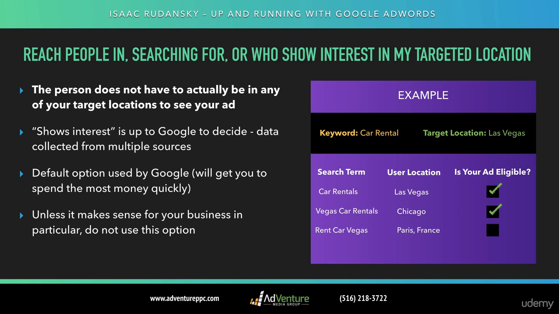Say another search term, rent cars Vegas, and they're in Paris. They're in another country altogether, but they're searching for rental cars in Vegas. Is your ad eligible to show? Take a second. What do you think? Another country? Yes, the answer is your ad is eligible to show. So that's an overview of this first default option, reaching people in, searching for, or who show interest in your targeted locations. And once again, this would apply to all your targeted locations. So the same concept would apply even if you had multiple targeted locations loaded into your account. Let's take a look at the next targeting option.